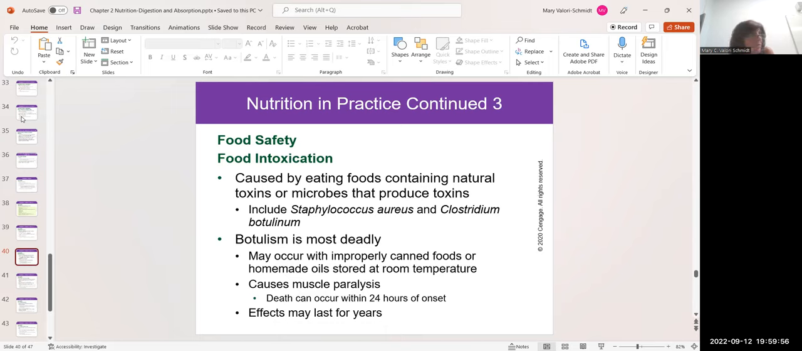Clostridium botulinum, botulism, right? That's the most deadly because that affects your nervous system. And believe it or not, you know, Botox that people get injected with, that's botulism. It's because it paralyzes the nerves, but it's in little doses. Botox.